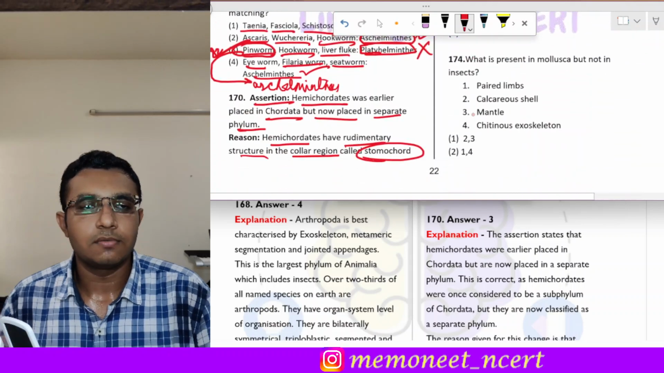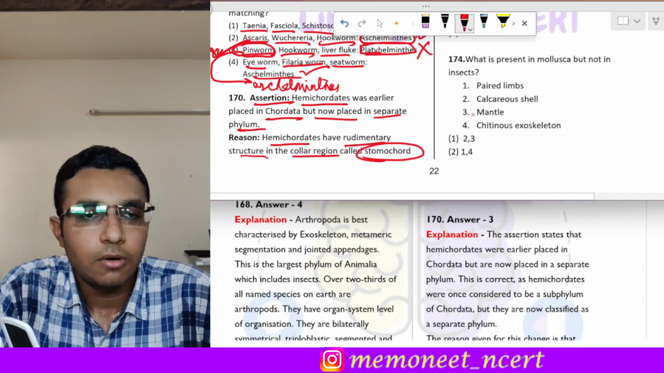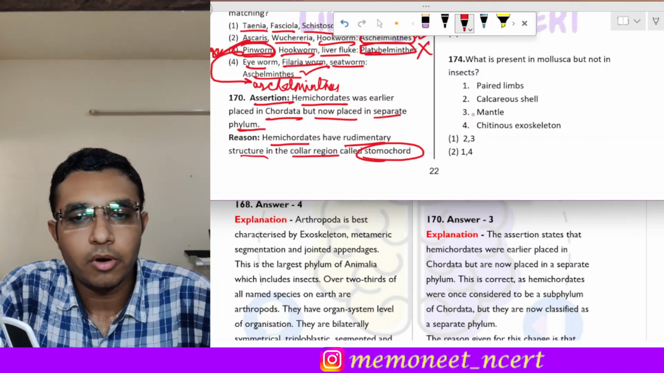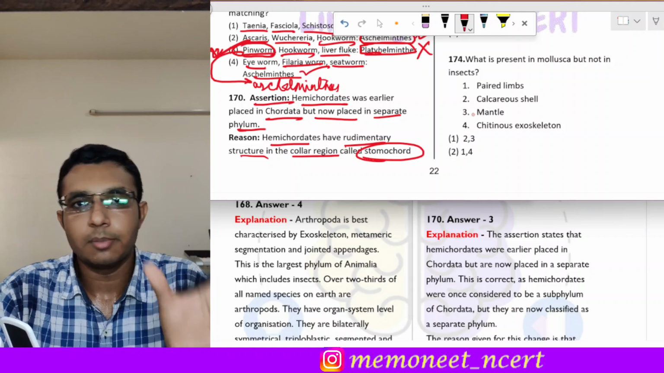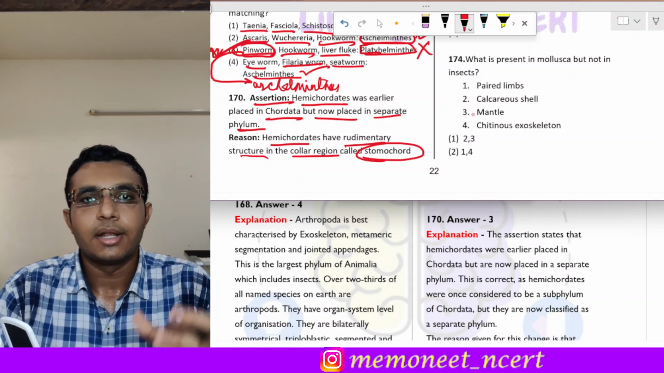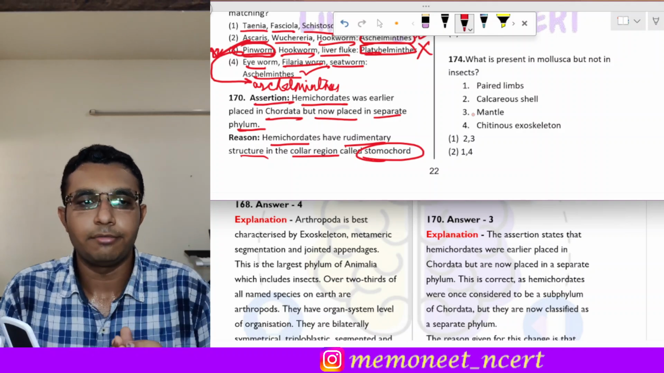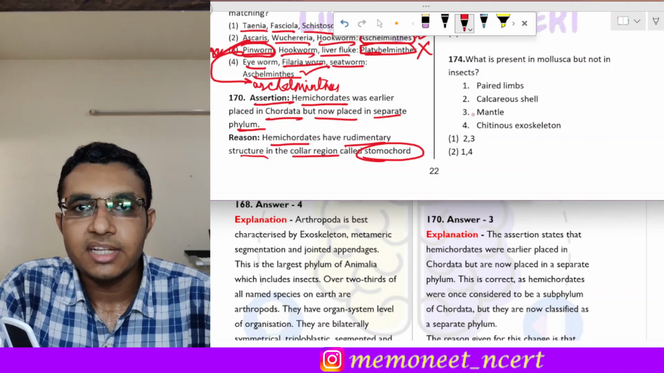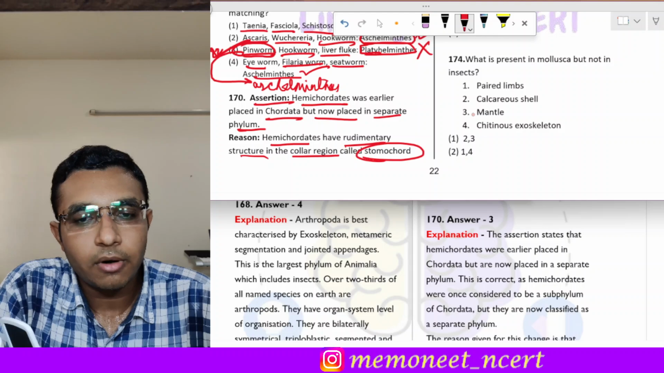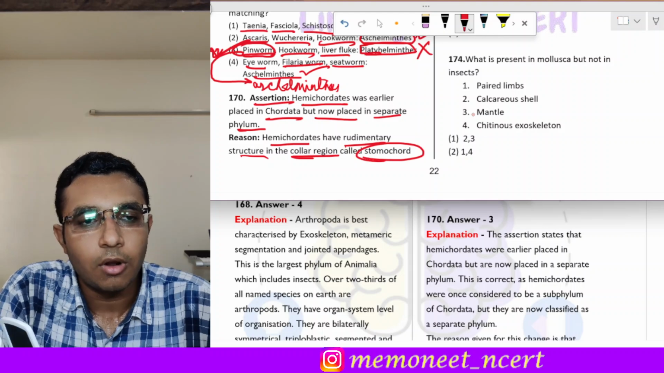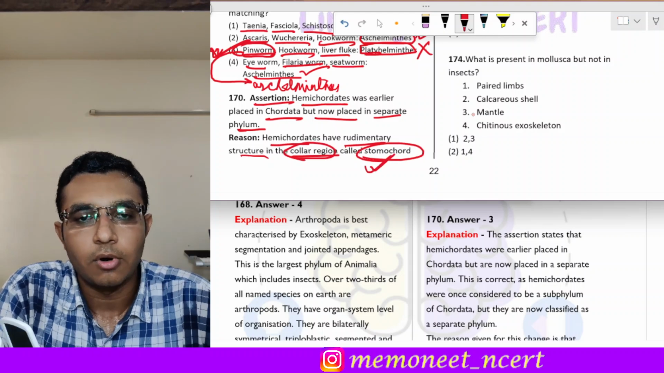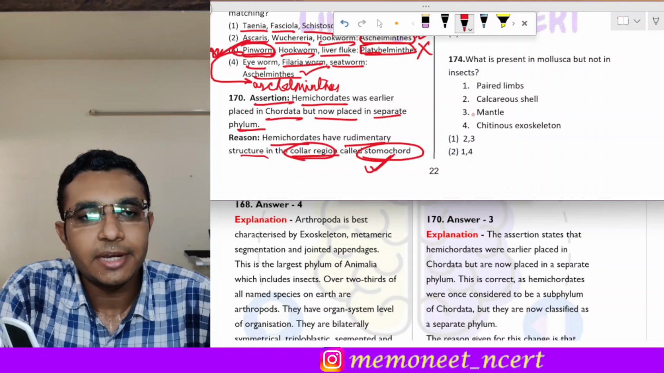Because see, first of all, the assertion states that hemichordates was earlier placed in chordata. Okay, so hemichordates earlier was a part of chordata only, but now it is treated as a separate phylum. But why is it placed as a separate phylum? Now see, hemichordates contain a structure in the collar region called stomochord. So that's why they are placed as a separate phylum.